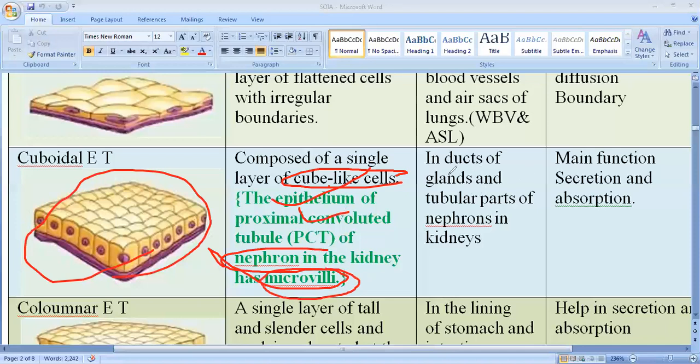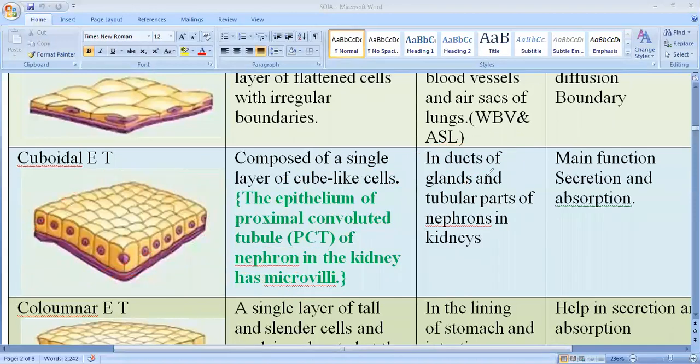Okay, if you check their location, where is it found? In the ducts of the glands. I had already told you, if the epithelial tissue is found inside the body, it behaves as a glandular cell, that means it is involved in secretion. And if it is present outside the body, it is involved in protection. So here you can see in the ducts of the glands and tubular parts of the nephron in the kidney, they have the cuboidal epithelial cells.